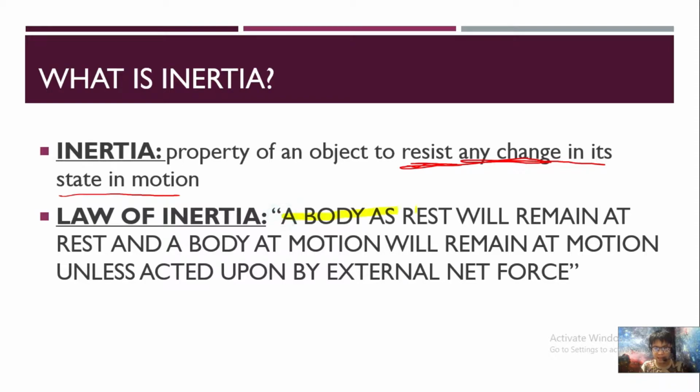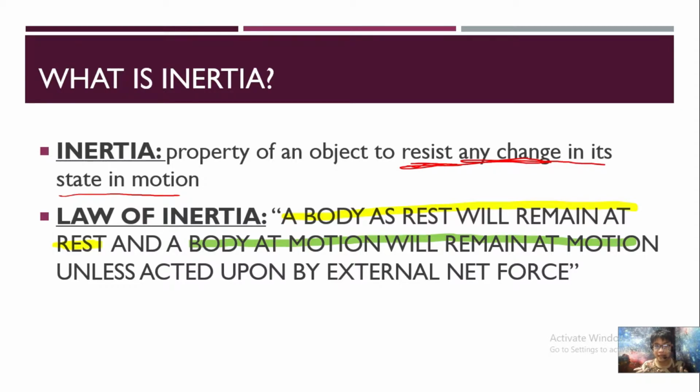So if the object is not moving, or it is said to be at rest, inertia will keep that object at rest. It will not move because of inertia. On the other hand, if an object is in motion, a body in motion will remain in motion unless acted upon by an external net force. So the body will continue to move because of its inertia. The inertia will keep the object moving. It will not stop. So that's the idea behind the law of inertia.